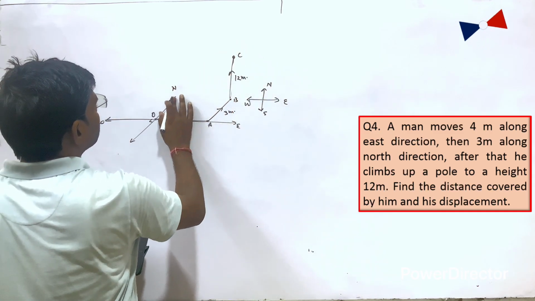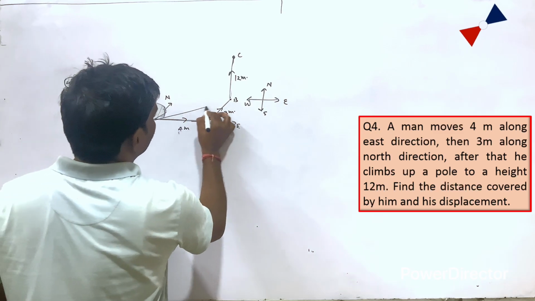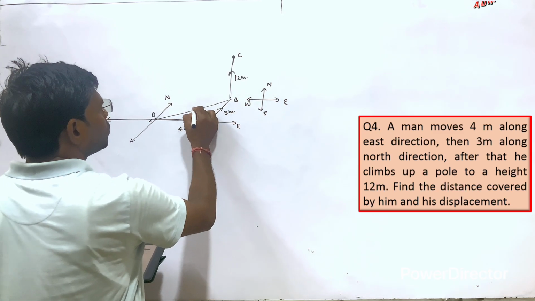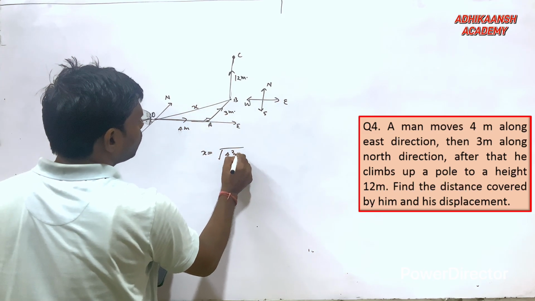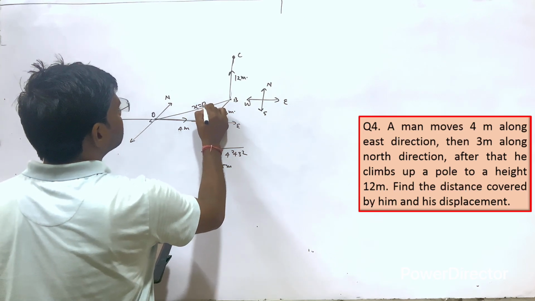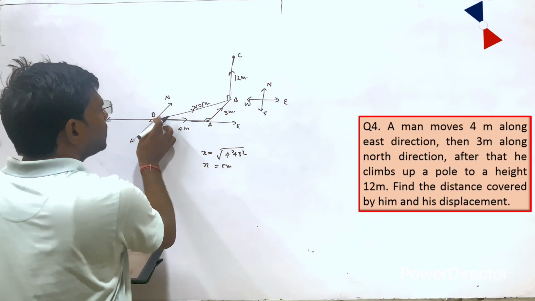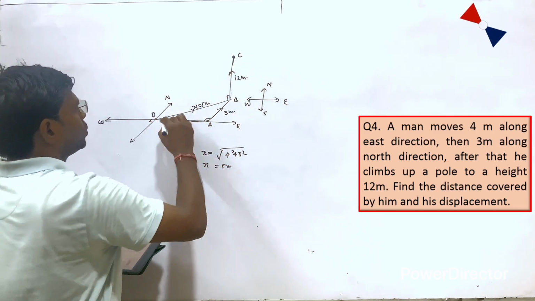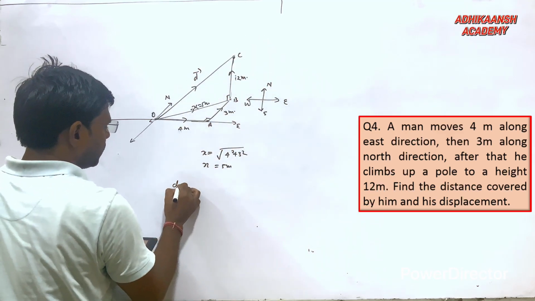Are you getting or not? This is the north, suppose like this. So you tell me what is this distance. If this is 4 meter, 3 meter, so this hypotenuse I assume to be x, or root over 4 square plus 3 square, which is equal to 5 meter, right? And this is the 5 meter, and this is the perpendicular. So on the ground the displacement is 5 meter, then there is a pole of the 12 meter. So the line joining initial to the final position will be the displacement.